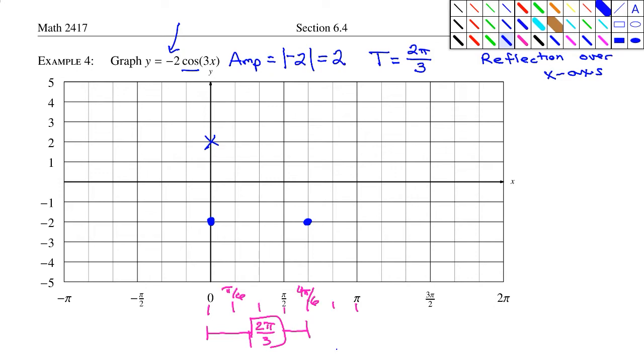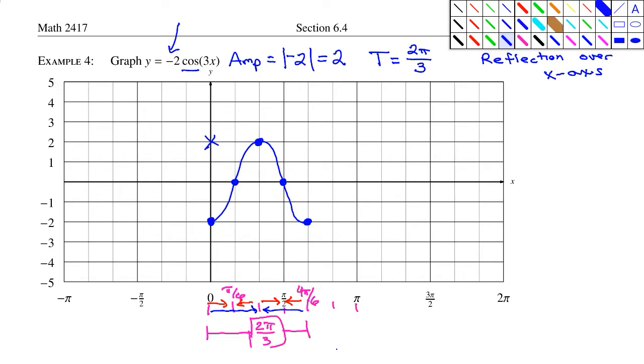We also know that halfway between the period is where the cosine function is going to reach its maximum. And then halfway between that is where the cosine function is going to be a 0. Same thing on the other side, halfway between that second half is where it's a 0. So the first period looks like this. There it is.